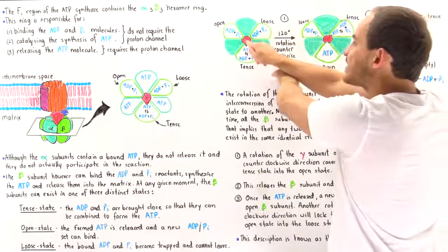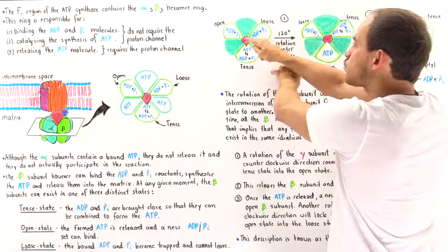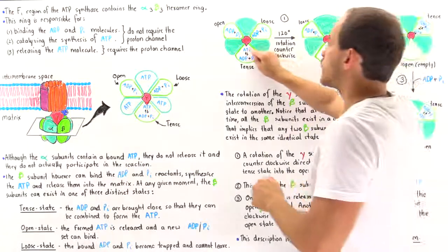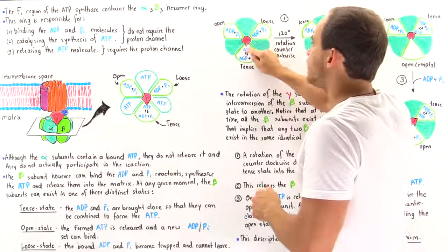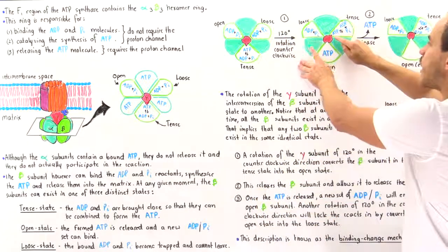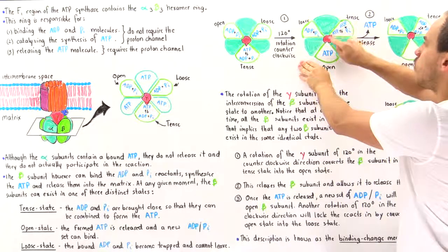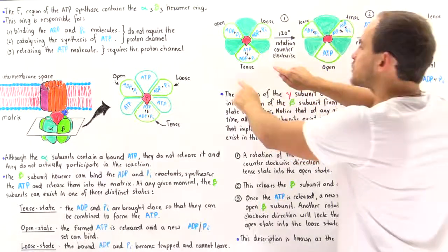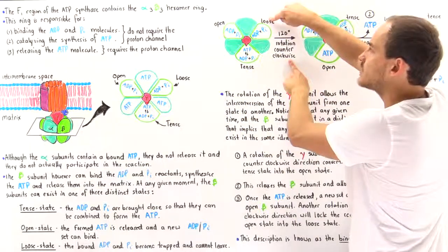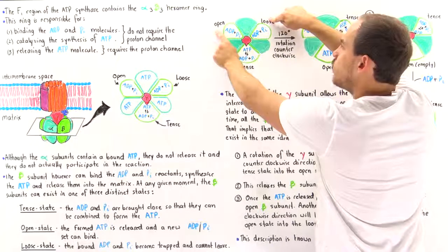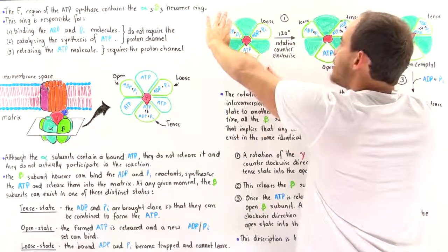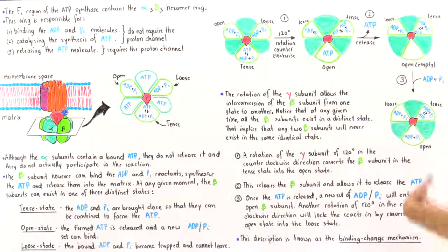And so if that central stalk, that gamma unit, actually rotates, let's say 120 degrees in the counterclockwise direction, so that this pointer, instead of pointing here, basically moves 120 degrees in this direction, the pointer will now point here. And what that means is this will no longer exist in the tight state, this will exist in the tight state. But this will no longer exist in the open state, this will exist in the loose state. So all of these beta subunits basically switch their conformations, their states.